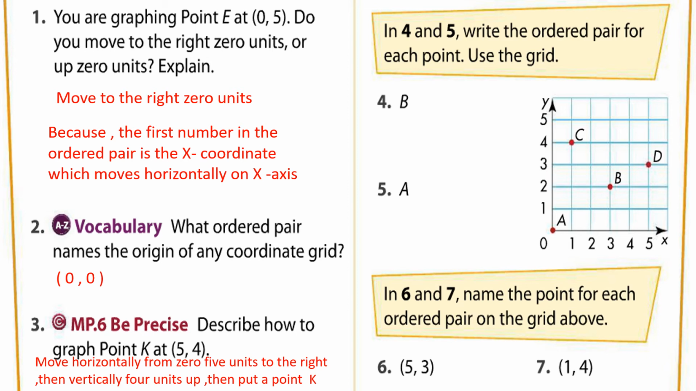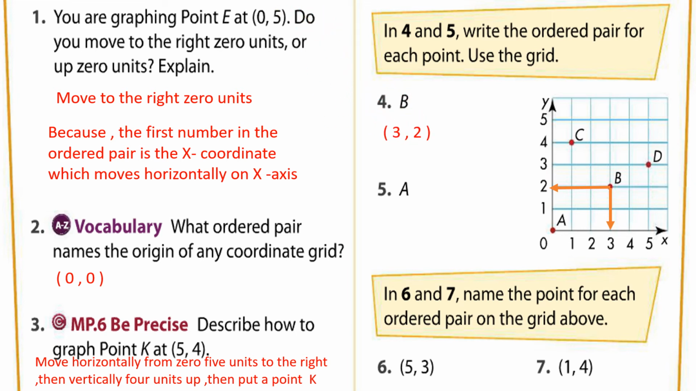How to write the coordinates of point B? Just look at point B firstly, and please look carefully. Point B is looking at what number on the x-axis? Yes, it's looking at number 3 on the x-axis, and at what number on the y-axis? Yes, number 2 on the y-axis. So the coordinates of point B will be 3 and 2.